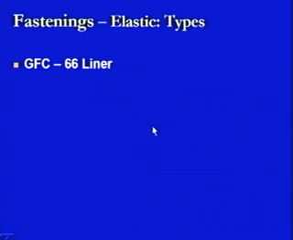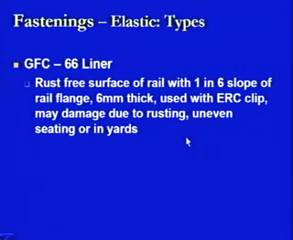Then the final one is the GFC 66 liner. This GFC 66 liner provides a rust free surface of rail, with 1 in 6 slope of a rail flange. These are 6 mm in thickness, and these are used with ERC clips. These are elastic clips, and they may get damaged due to rusting, or uneven seating, or they may also get damaged in the yards. These are again the glass filled composite liners. They are termed as 66 number liner.